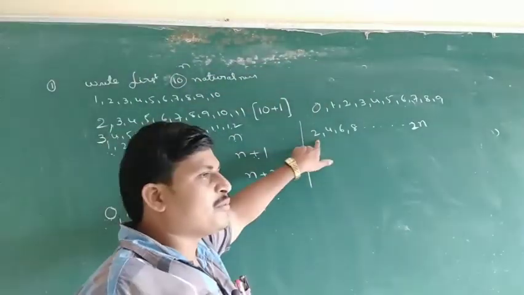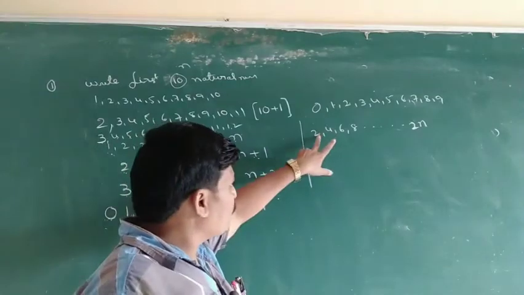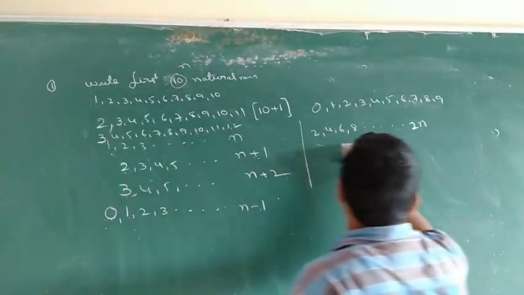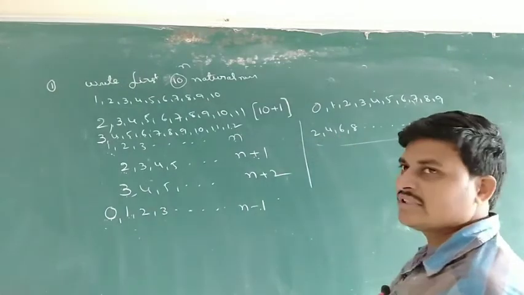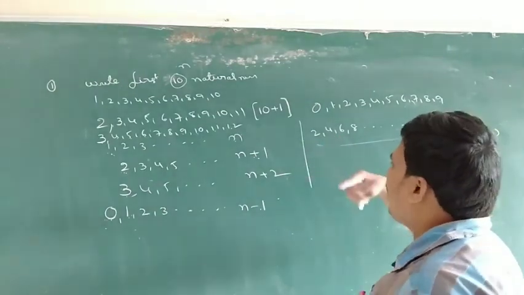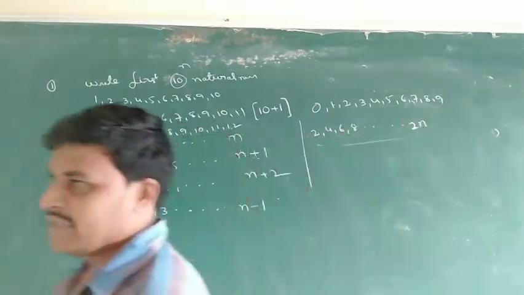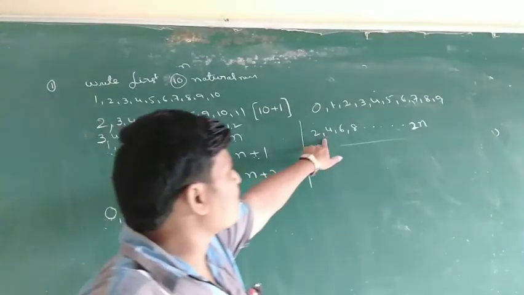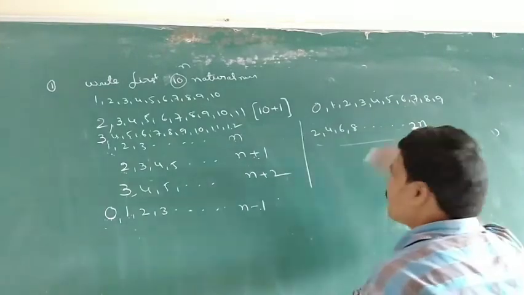So the starting number is 2, next is not 3. 2, 4, 6, 8. Observe them, this is a sequence. The difference is 2 and all numbers are even numbers. So 2, 4, 6, 8 and so on, n.